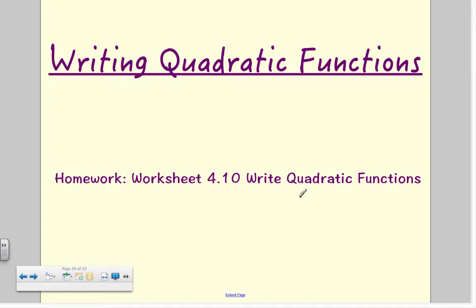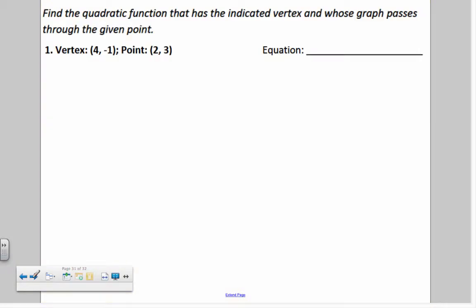Okay, so today we'll be writing quadratic functions. Basically, we're given some information about a function, and we're asked to write a quadratic. Let's take a look. It says, find the quadratic function that has the indicated vertex and whose graph passes through the given point. So they're giving me a vertex and a point, and I'm asked to write an equation.